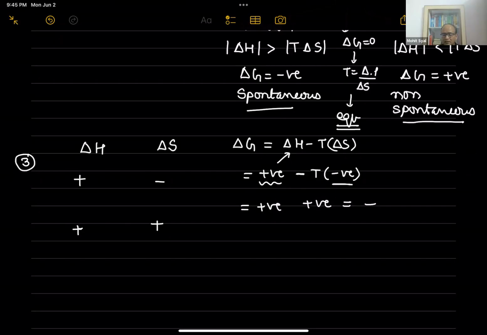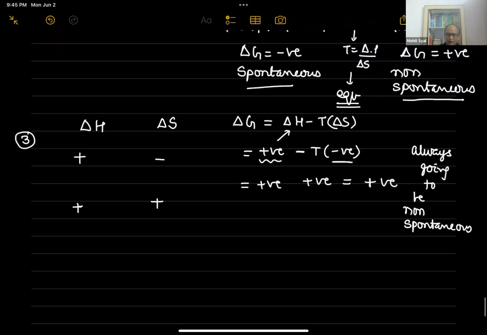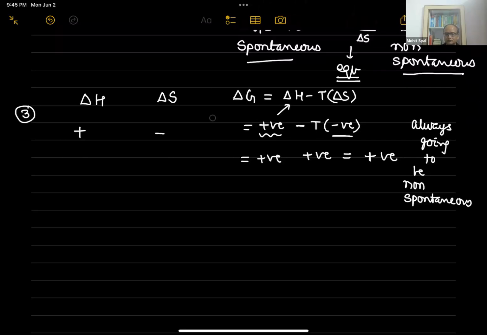So such a reaction is always going to be non-spontaneous at any temperature you take. Is it clear? I am talking about this case. Yes.